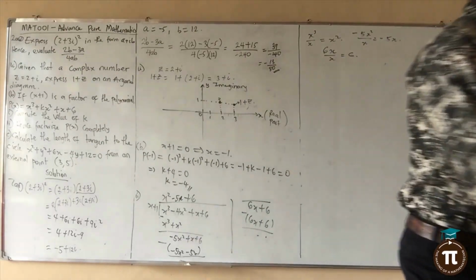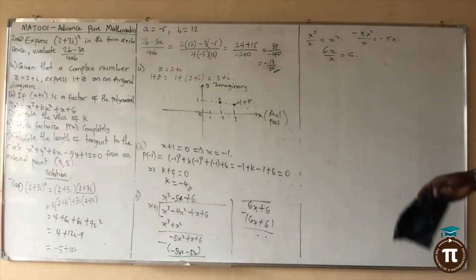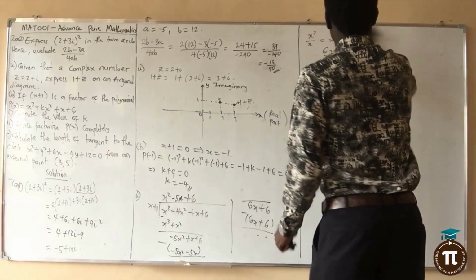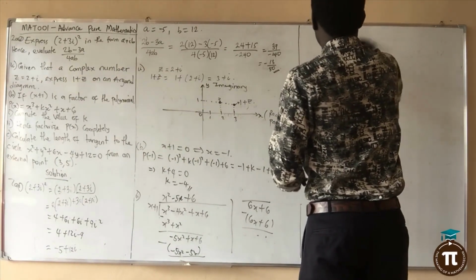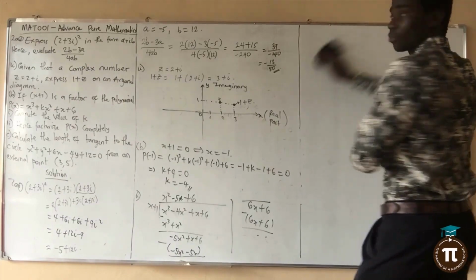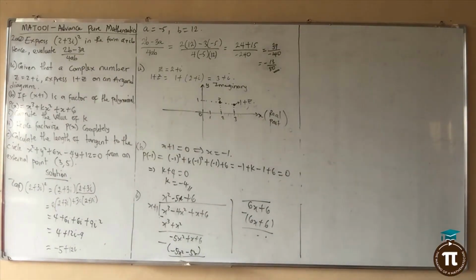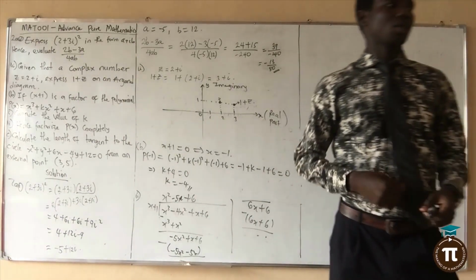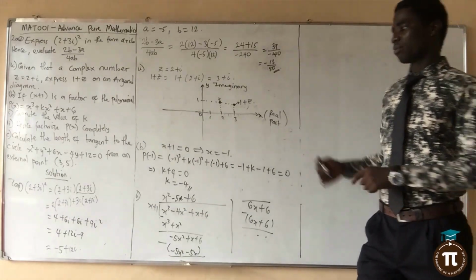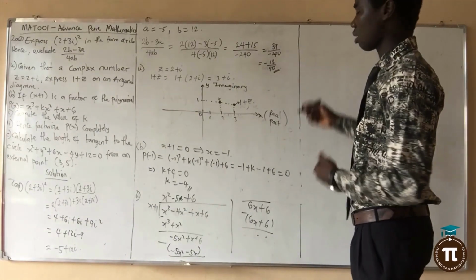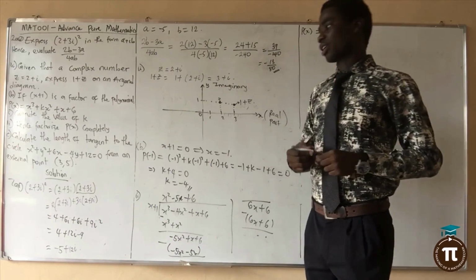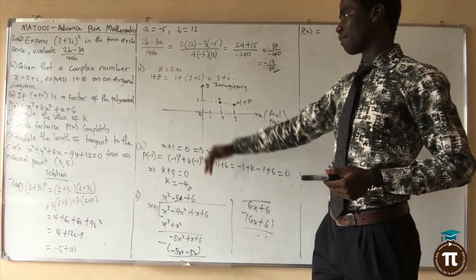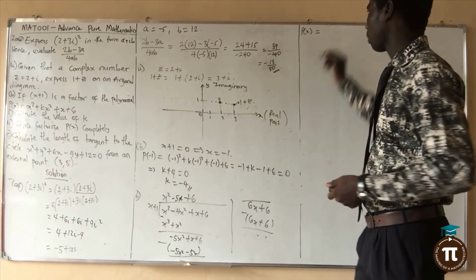What will be p of x? P of x will then be equal to, I will take the factor x plus 1.